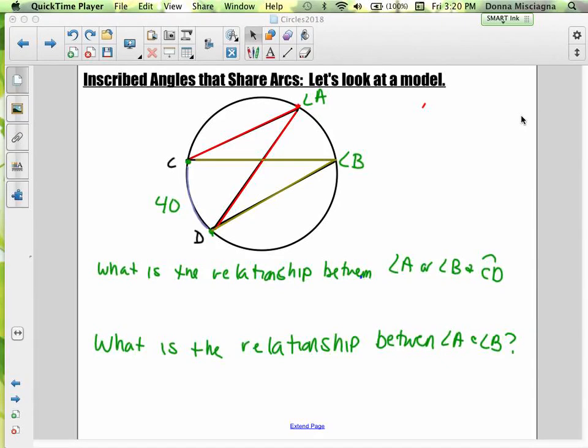Welcome back. Thank you for completing the Collaborate board. So what is the relationship between angle A or angle B and arc CD?